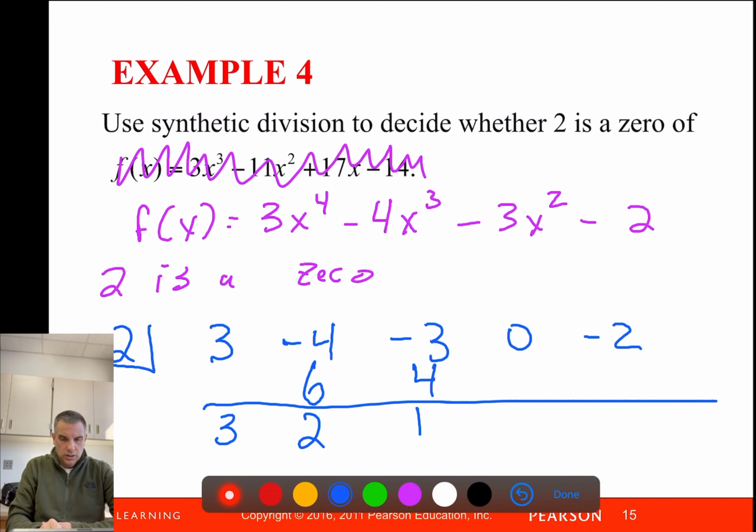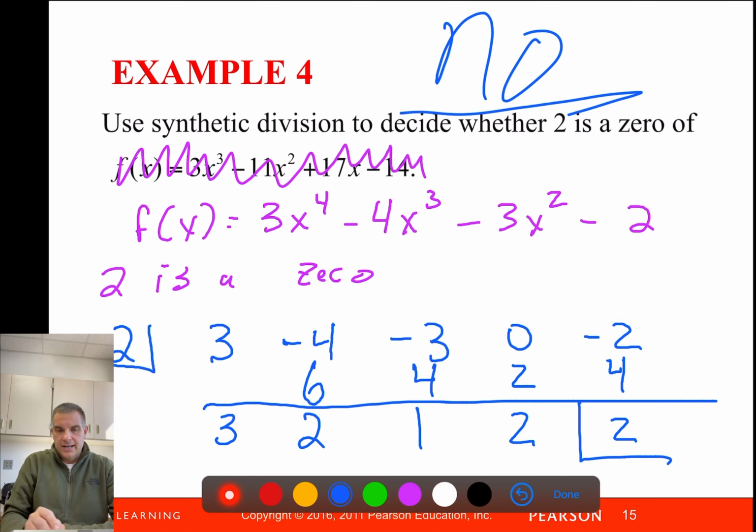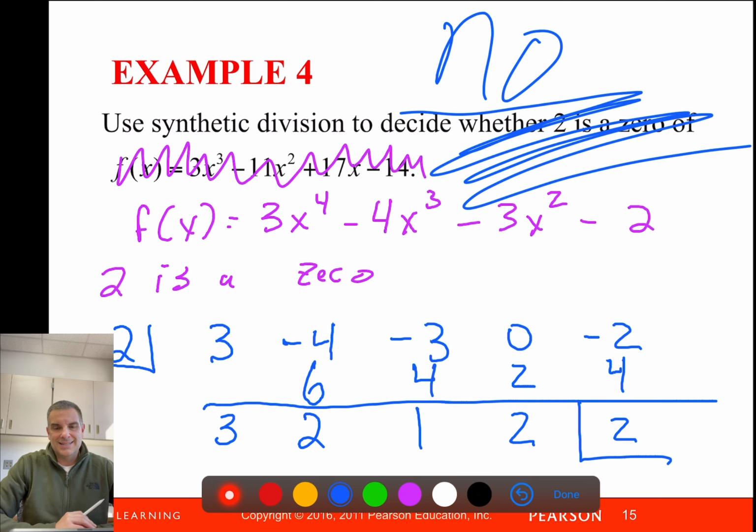That gives me a 1. That gives me a 2. That gives me a 2. That gives me a 4. That gives me a remainder of 2, which is not 0. So 2 is not a zero for this one. This would be a big old fat no. It is not a zero for that function.